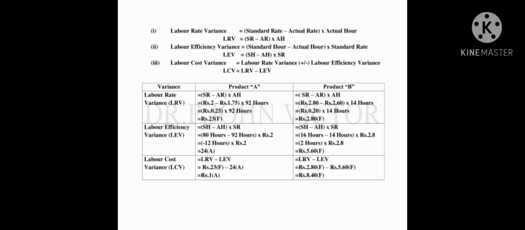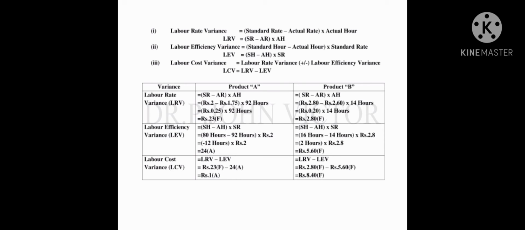First, let me take labor rate variance. The formula is standard rate minus actual rate into actual hour. Standard rate for product A is rupees 2, actual rate rupees 1.75. That means 2 is higher, 1.75 is lower, so it is definitely going to be a favor value. Then multiply by the hours, 92. So 92 into 0.25 is rupees 23. So it's a favor value.